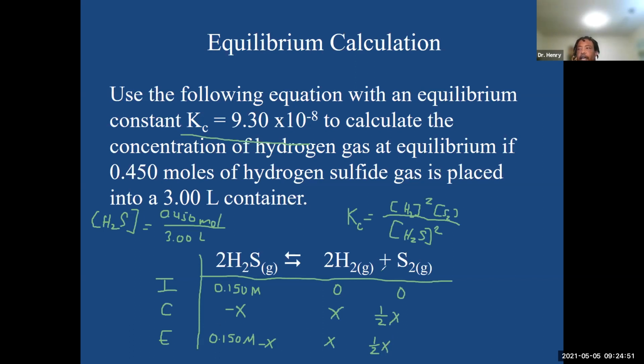Okay, so then we put these in for our concentrations. At equilibrium, it's going to equal X squared times 1/2 X over 0.150 minus X, squared.